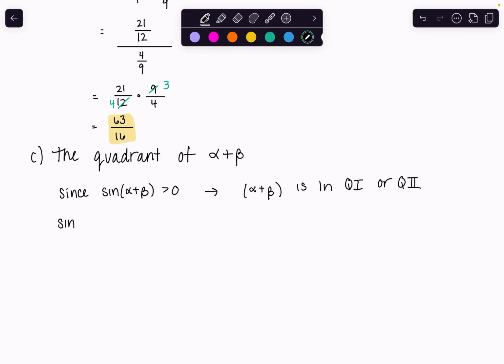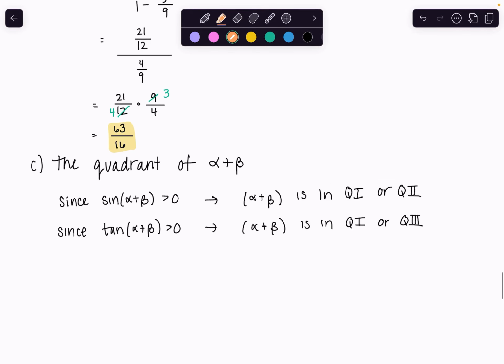But then since I know tangent of alpha plus beta also ended up being positive, the only way that could happen is if alpha plus beta is in quadrant 1 or quadrant 3. So in order for both of these to be true, you need that overlap. So that angle has to be in quadrant 1.